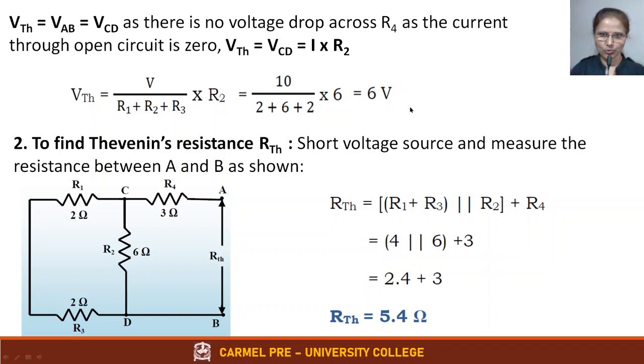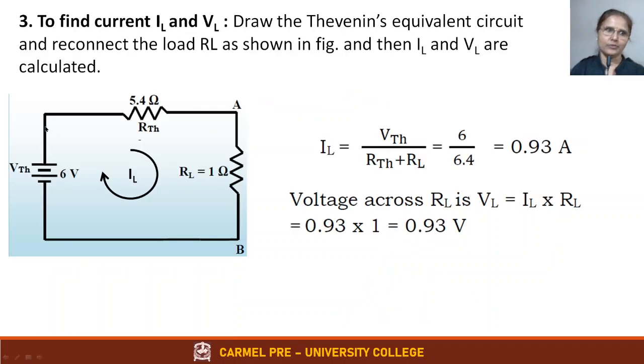VThevenin is 6 volts. RThevenin is 5.4 ohms. Can we write the Thevenin equivalent circuit now? Yes, we can. You can write it like this: VThevenin, RThevenin with their values, and keep the output terminals as they are, with the load resistance. Now the load resistance is given. Now you have to put the load resistance. Up till now you wouldn't consider it. You keep it as open circuit.